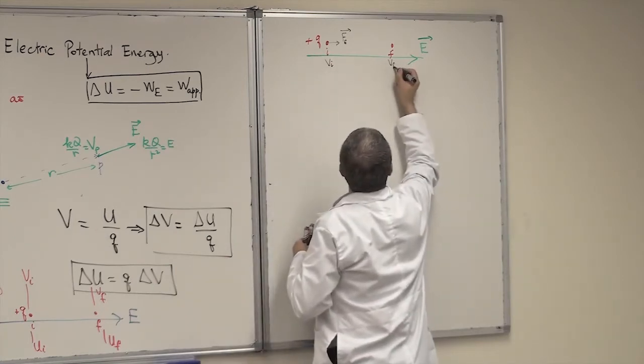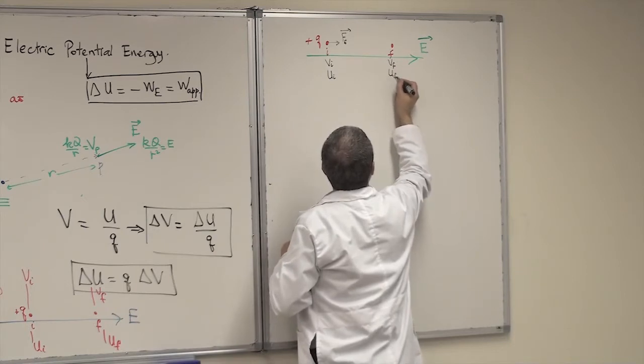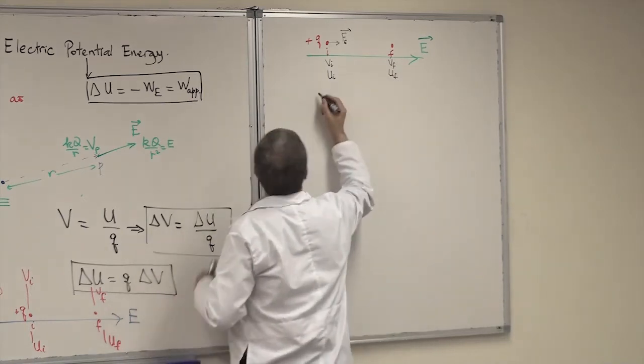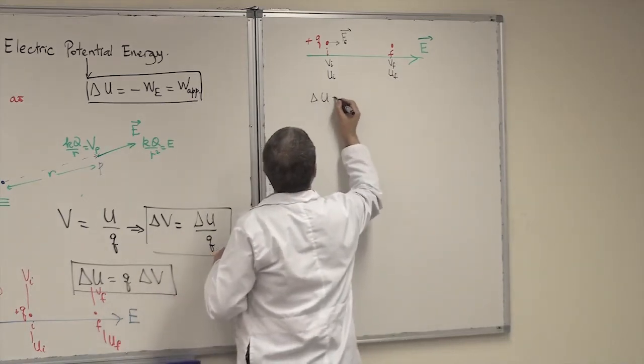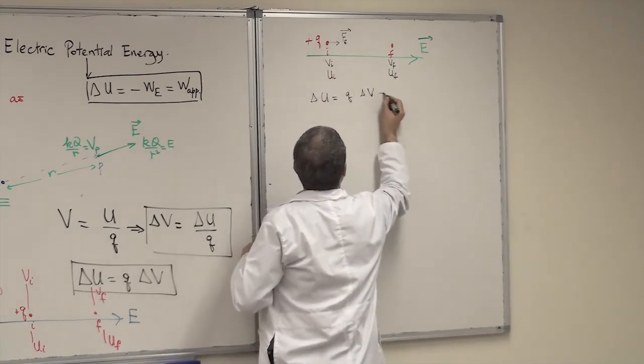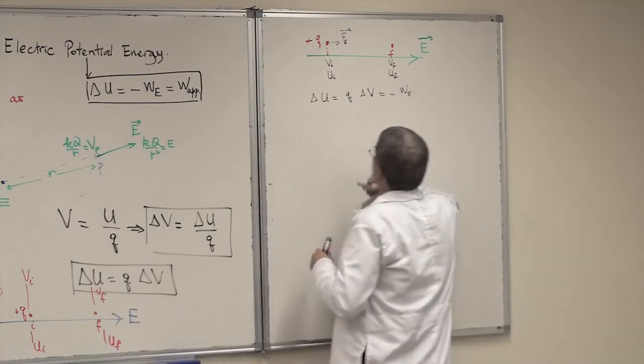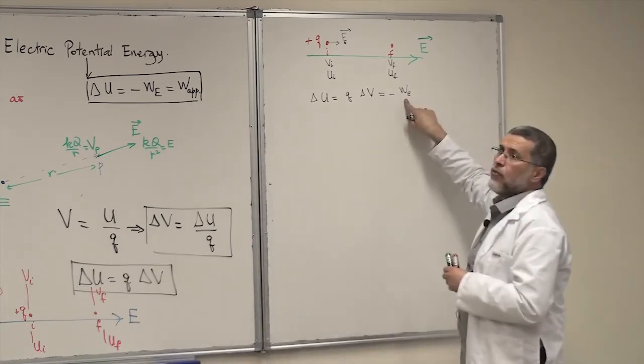At this point, I have a potential V final. I have here a U initial, and I have U final here, and they are related through this equation here. So delta U is the charge times what? Times delta V. And this is equal to minus the work of the electric field. We know this, delta U is minus the work of the electric field.